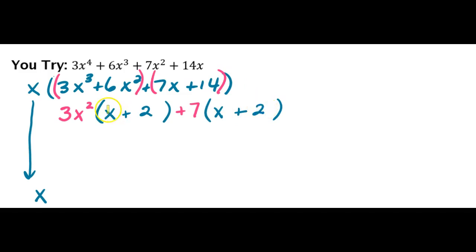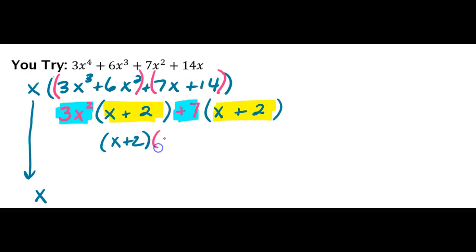Now what you'll notice is that these parentheses that are in blue match. And that should happen every single time. So half of my answer is x plus 2. And then the other half of my answer is what we took out. So it's 3x plus 7, and those are going to get put into parentheses together.